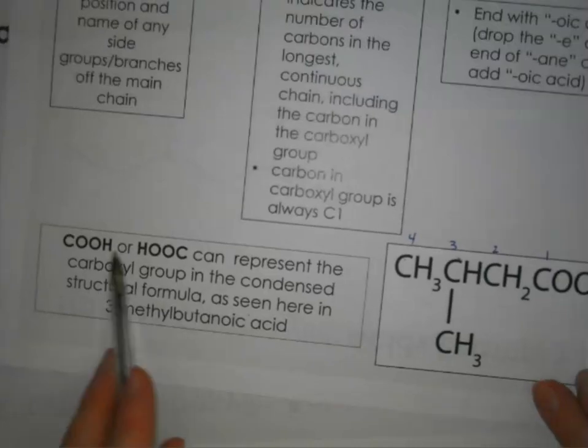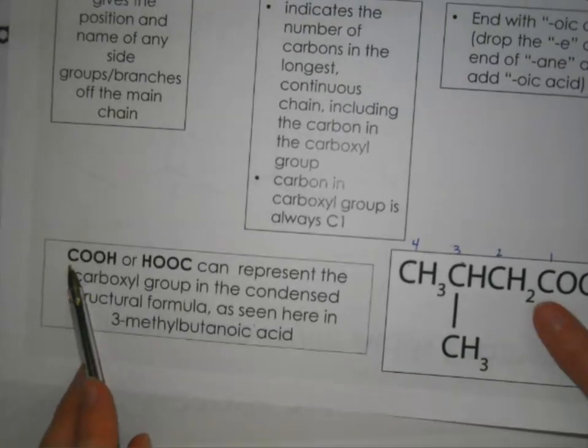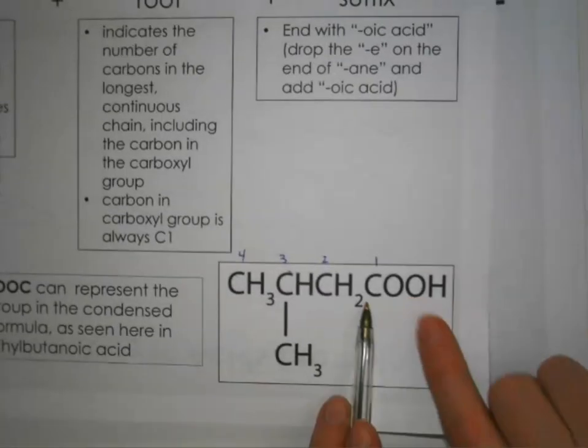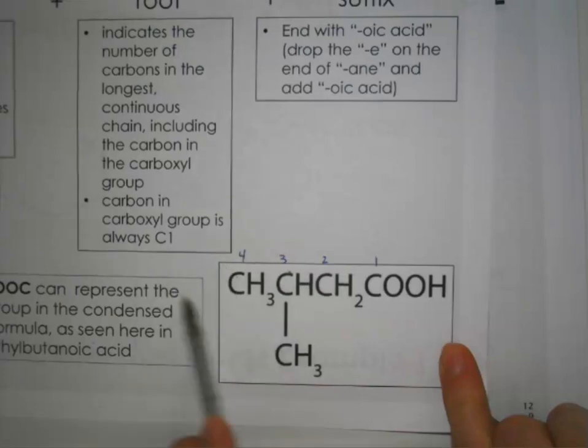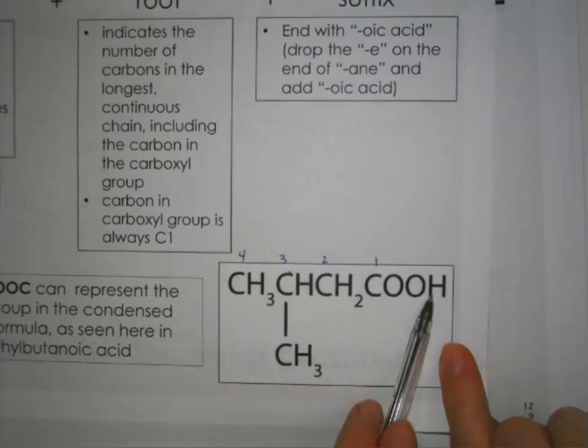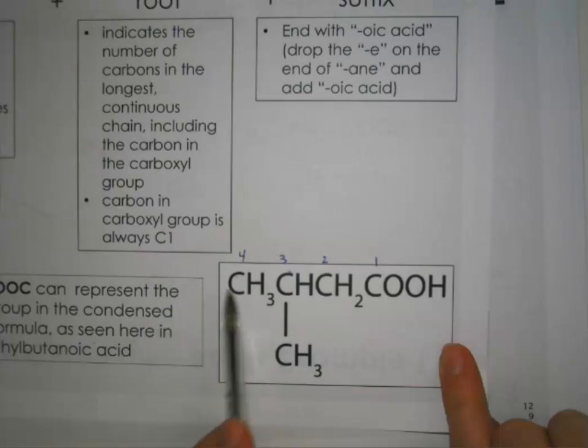Oh, and the other thing to be aware of is, when you're writing the condensed structural formula, sometimes you'll see the carboxyl group written as COOH, but if this group was on the left side, because the condensed structural formula is still trying to communicate the actual physical structure, it would be written the opposite way. It would be written HOOC, okay?